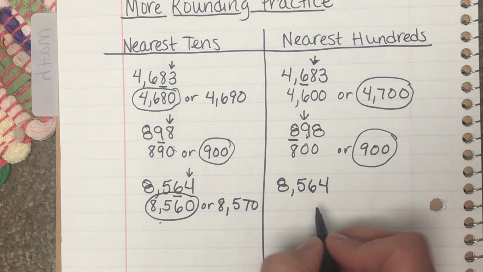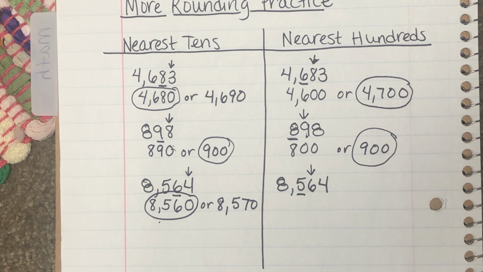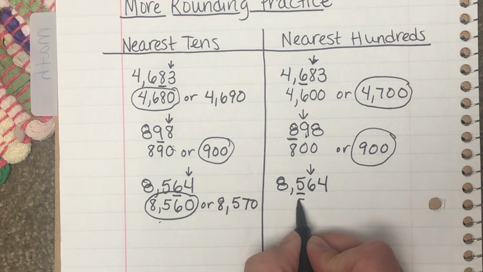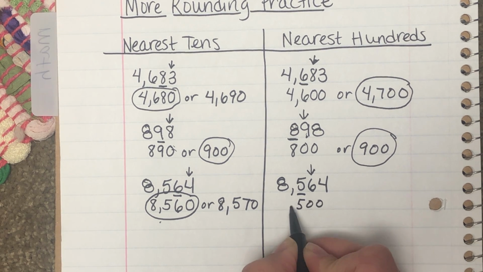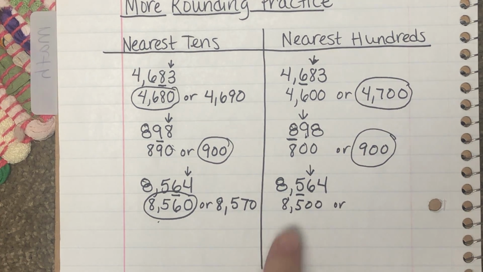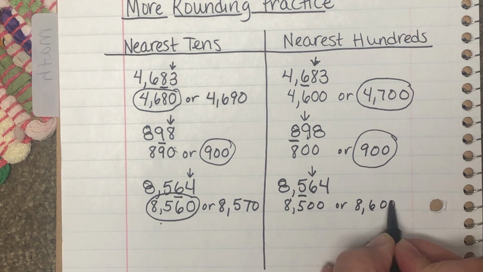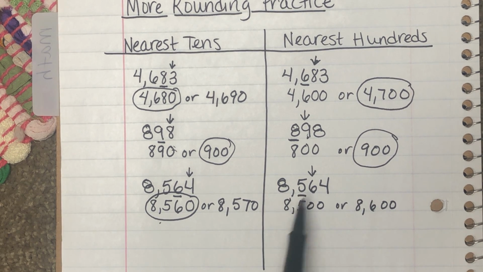Now when I'm rounding to the nearest hundreds, I'm going to underline that hundreds place, point to the digit to the right, write my value of that underlined digit, and be sure to copy everything that comes before it. And if I'm counting by 100s, my next hundreds would be 8,600. I'm pointing to a 6. It tells me I'm going to round up.